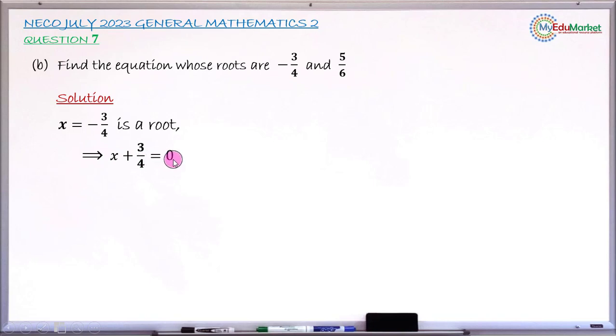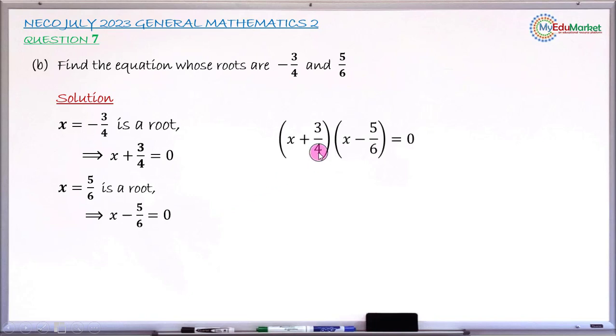If you take the second root, 5 over 6, you say x equals 5 over 6 is a root. So taking 5 over 6 to the left-hand side, you now have x minus 5 over 6 equals 0. So multiplying these two zeros, you still give another 0, because 0 times 0 is always 0.